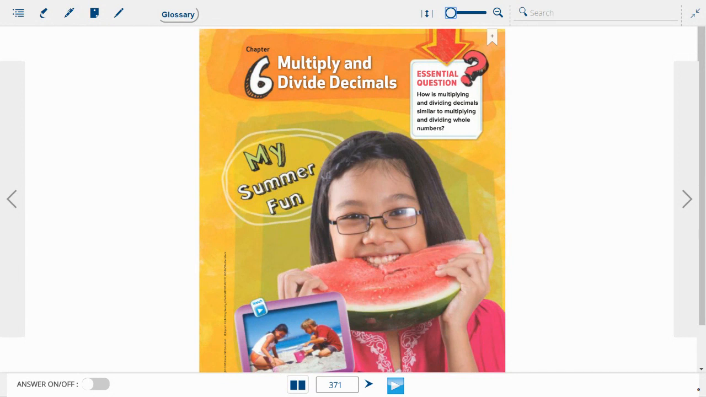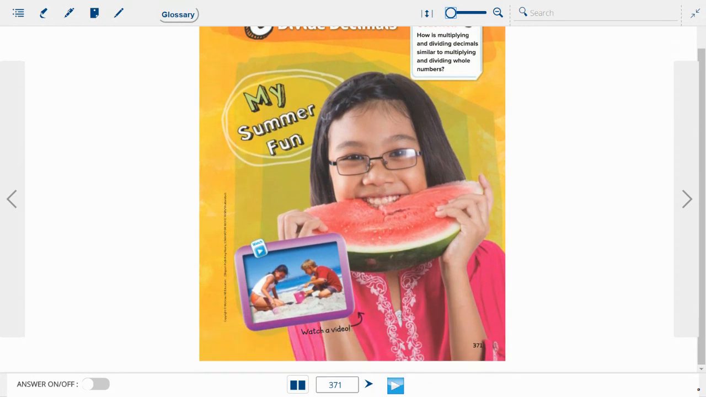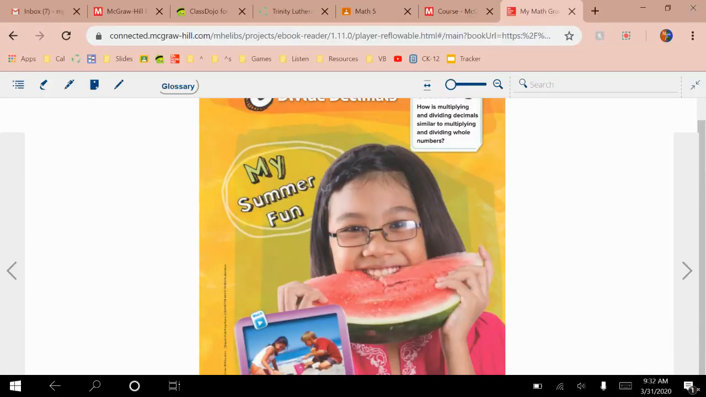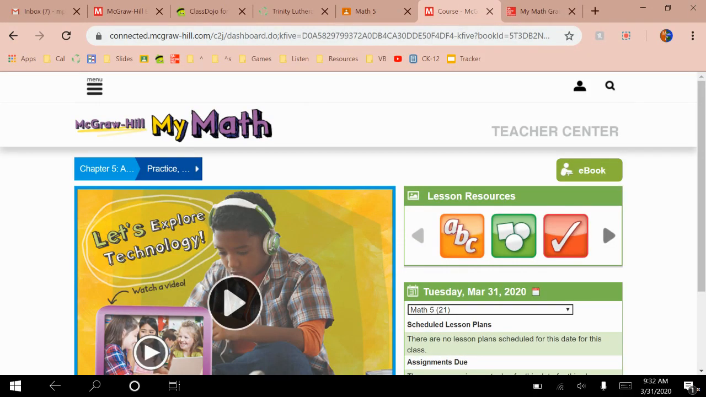Look here, you can see our essential question is, how is multiplying and dividing decimals similar to multiplying and dividing whole numbers? That's a really good question because hopefully we feel pretty good about our skills on multiplying and dividing whole numbers by now. And so if there's similarities, then that should make it easier for us to figure out how to multiply and divide decimals. If you look at the bottom here, there's a little video. It says watch, and I'm going to show you how you can do that. So go back to our MathBook website.